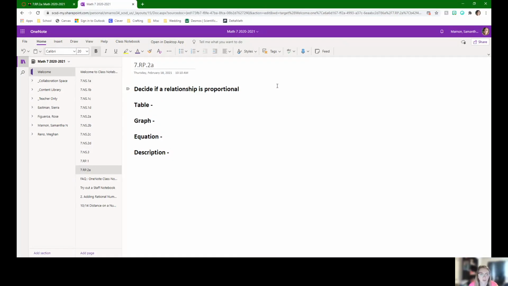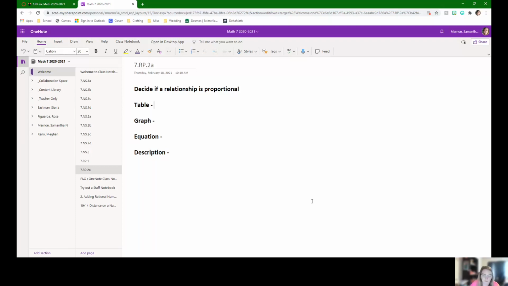So here's the crash course for 7.RP.2a. This standard is all about deciding if a relationship is proportional or maybe not. So there's 4 different ways we need to decide if something's proportional. The first way that we learned about was using a table.